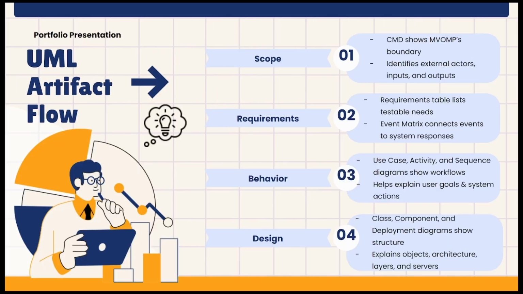A good way to understand the artifacts is by seeing them as a flow. First, the CMD helps define the scope. Then the requirements and event matrix turn the stakeholder needs into details the team can check. After that, behavior diagrams show how users and the system interact. Finally, design diagrams show the structure and the architecture needed to actually build the system.